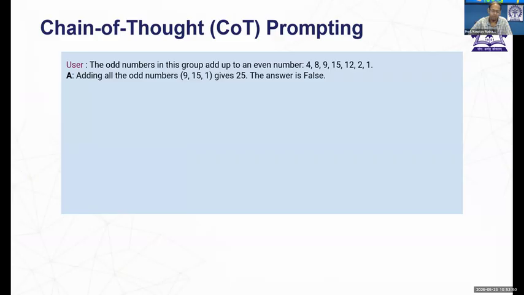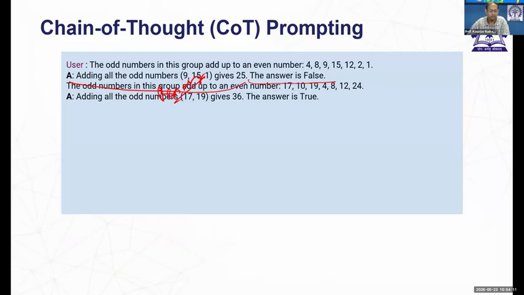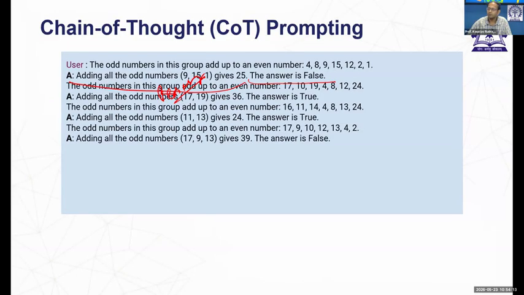What is the reasoning process? You can see that I am also adding all the odd numbers: 9, 15, 1 gives 25. So the answer is false. So I am not just telling the answer is false. Along with that, I am also adding the reasoning part, that is basically the steps. In this way, I am giving the other input examples and also mentioning the steps so that the LLM can figure out how to solve this problem.